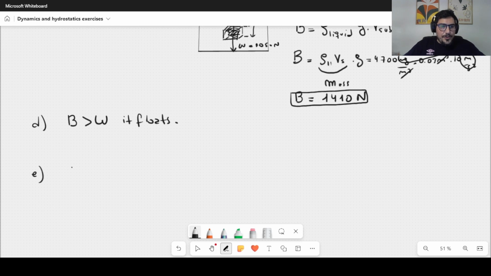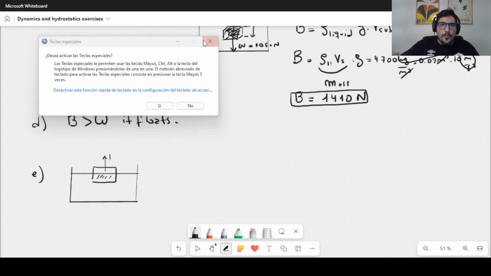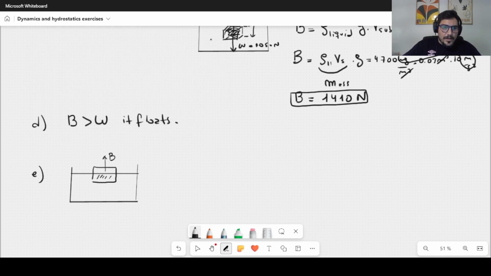Now we analyze a new equilibrium. We have the pool here with the level of the liquid, and now the object is partially submerged. That's floating. When an object is partially submerged, it has a part below the level of the liquid. And what happens in terms of the dynamics of the object? The object has an upwards force, the real buoyant force, and the weight. And we have an equilibrium.